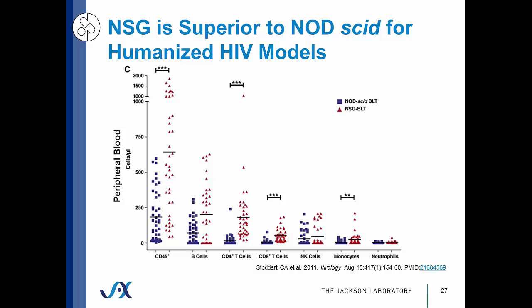Let's start with HIV. HIV is a human-specific lentivirus that causes acquired immunodeficiency syndrome, in which infected individuals become severely immunocompromised and susceptible to opportunistic infections and cancer.